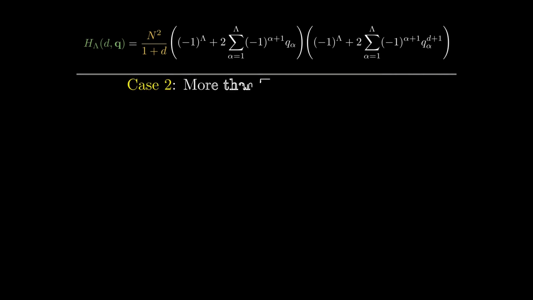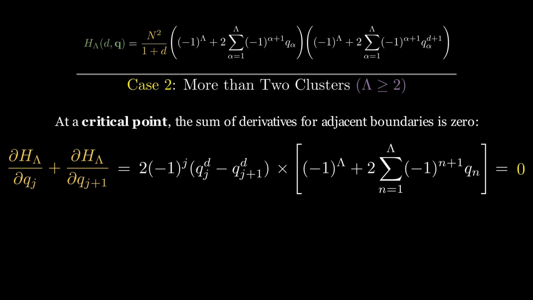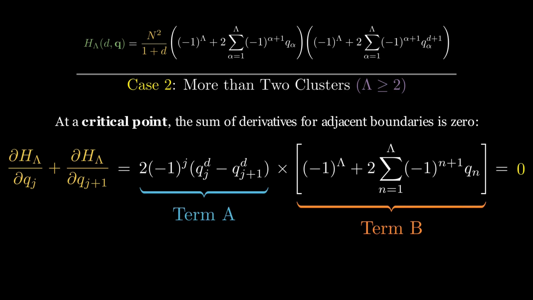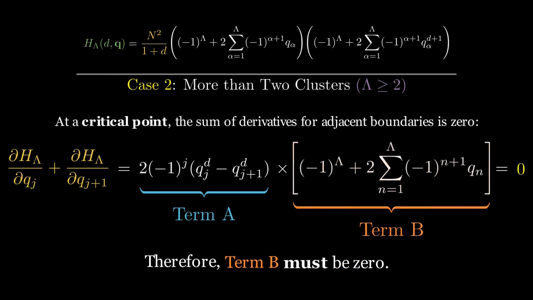But what happens when we introduce more complicated states, where lambda is 2 or more, and we have more domain walls? Here, the analysis gets a bit more subtle, but the conclusion is even more striking. To find the minimum, he took the derivative of the energy with respect to one of the domain boundaries. The critical condition emerged. The derivative must be a product of 2 terms, and that product must equal 0. The first term, which is governed by the ordered sequence of domain walls, one after another, could never equal 0. And that leaves us with only one possibility. For the system to be at minimum, the second term must always be 0.